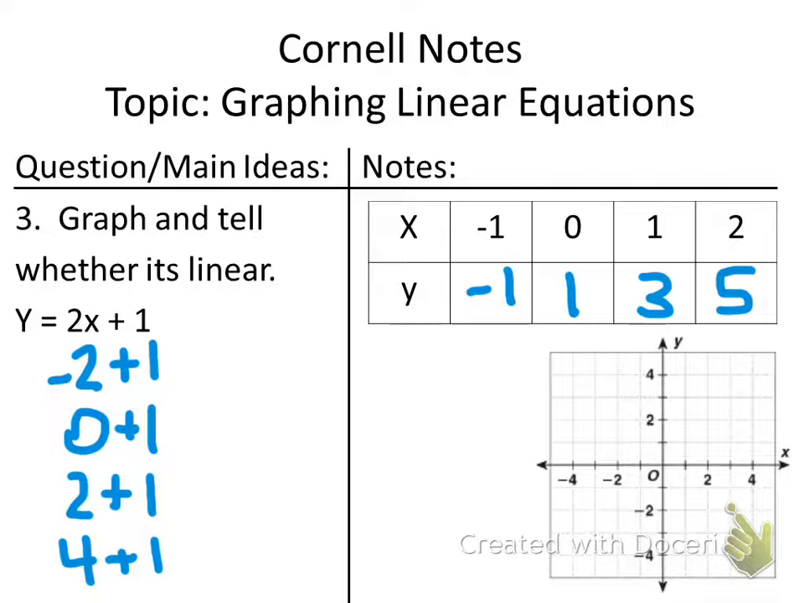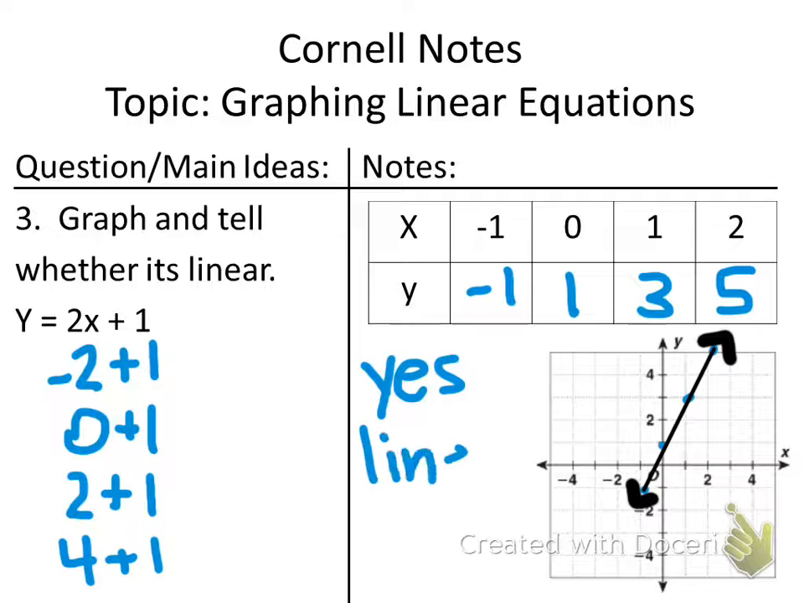So I have my inputs and my outputs. Now I can graph it. Negative 1, negative 1. 0, positive 1. 1, positive 3. 2, positive 5. And if you look at this, you can tell that it is a line. So I'm going to draw my line, arrows. So yes, it is linear.